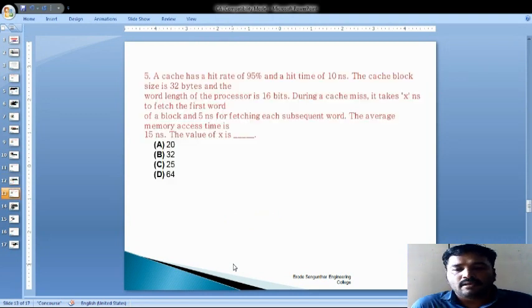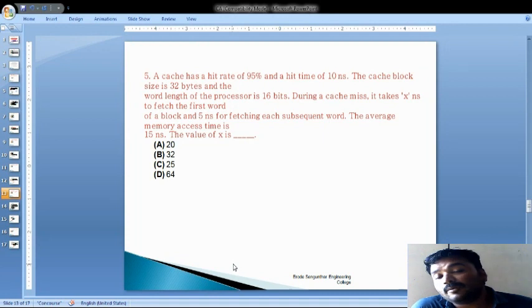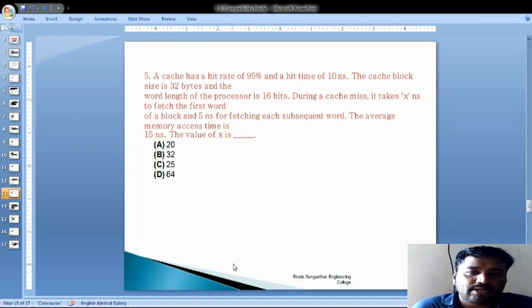Okay, next. We'll put it this way. They are asking for the value of x. So what is x? We will see. The cache has a hit rate of 95 percent and a hit time of 10 nanoseconds. The cache block size is 32 bytes and the word length of the processor is 16 bits. During a cache miss, it takes X nanoseconds to fetch the first word of the block and 5 nanoseconds for fetching each subsequent word. The average memory access time is 15 nanoseconds. Find the value of X.